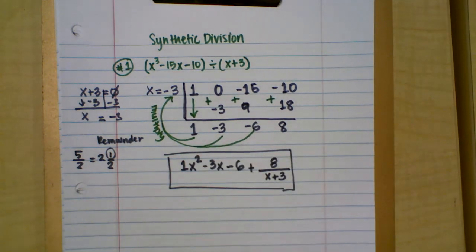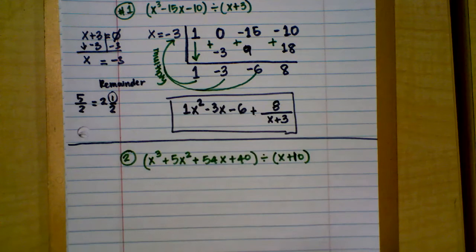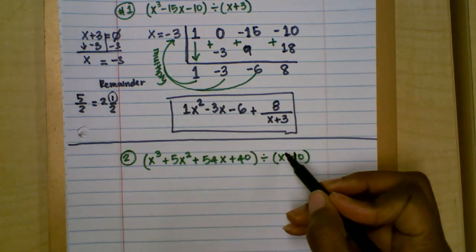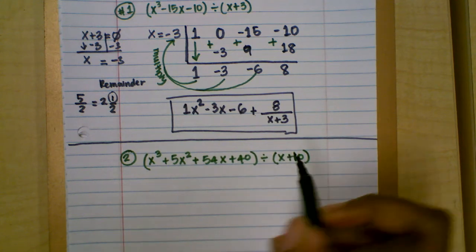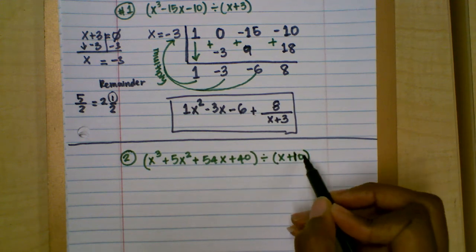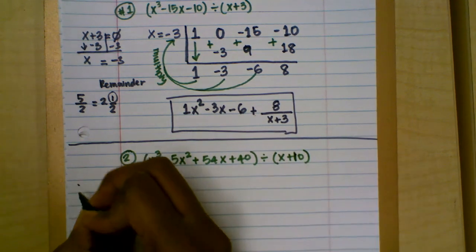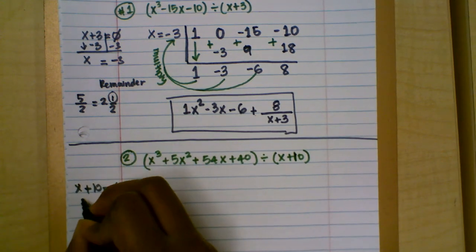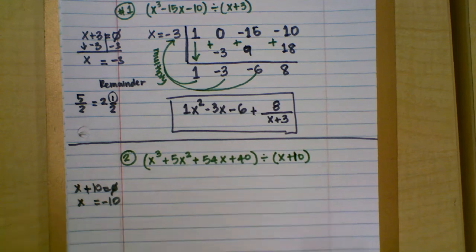Okay, so let's do example number 2. To use synthetic division, the x in the divisor needs to be degree 1. You are going to take the denominator, which is x plus 10, set it equal to 0 and solve for x. So x is equal to negative 10.